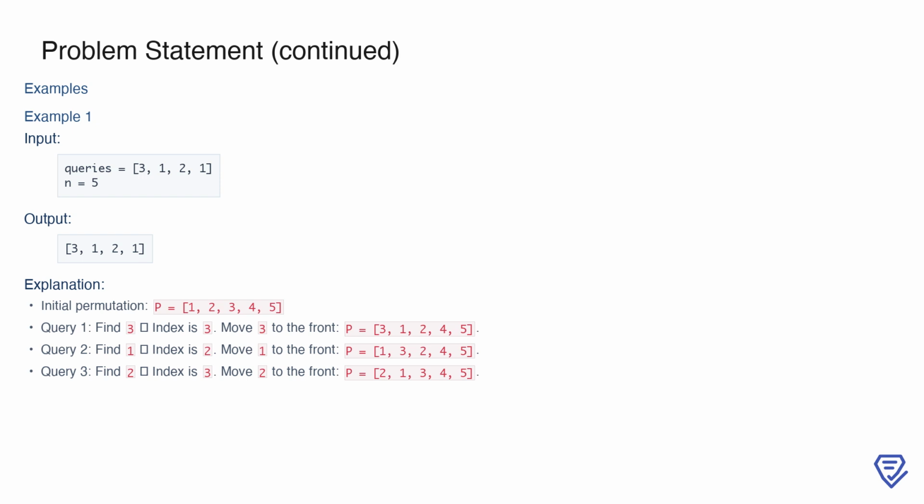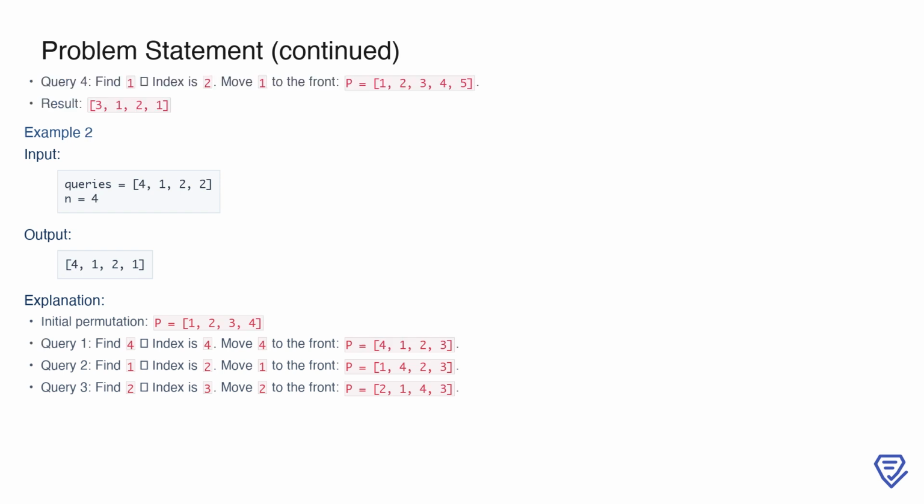For the third query, the value is 2. We find 2 at index 3 and move it to the front, updating p to 2, 1, 3, 4, 5. Finally, for the fourth query, the value is 1. In the updated permutation, 1 is located at index 2. After moving 1 to the front, the permutation reverts back to 1, 2, 3, 4, 5. The result for this example is 3, 1, 2, 1, as these are the indices where each query value was found before being moved to the front.